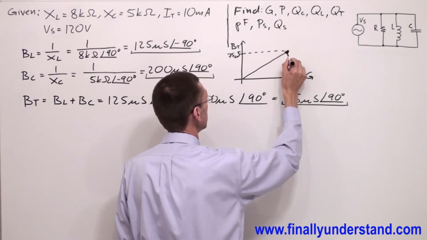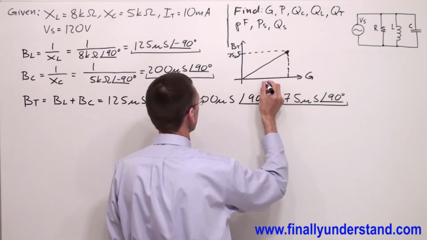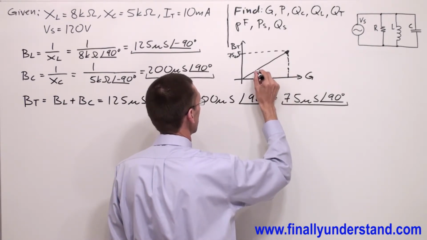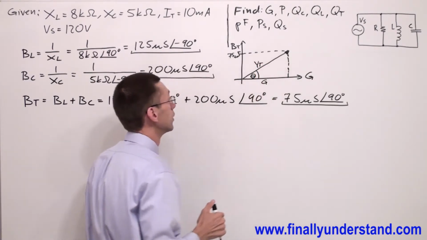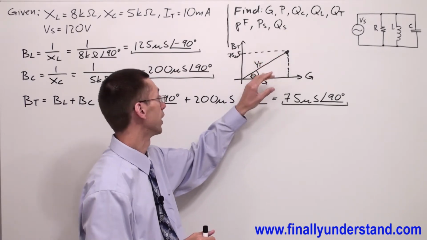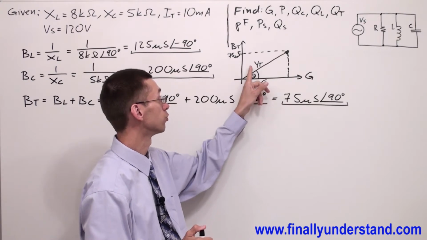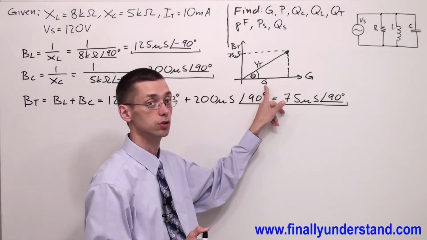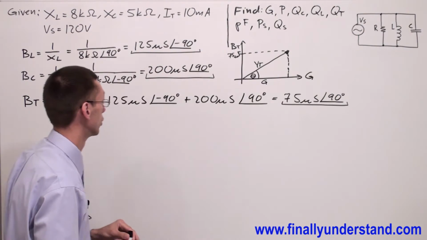So we have nothing else, just the right triangle, and this is going to be the G which I'm looking for, this is my angle theta, and this is my Y total. So far we've found B total, we're supposed to find Y total, and we're supposed to find G. If I find Y total and I have B total, I can find G very easily. So we are going to use the Pythagorean theorem in order to solve for G.